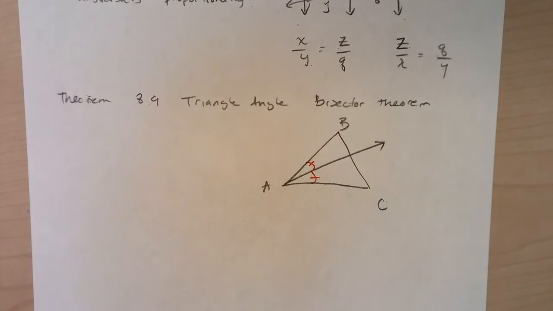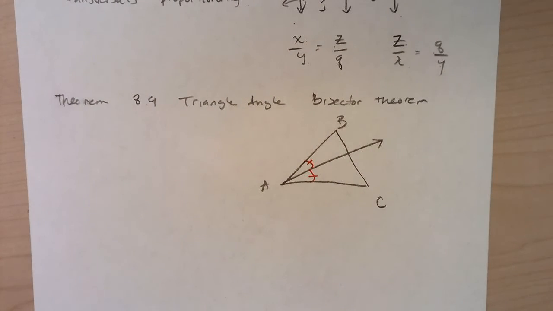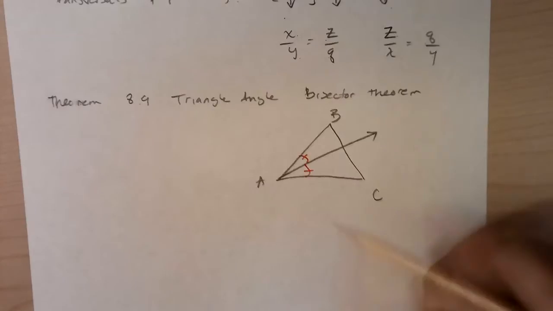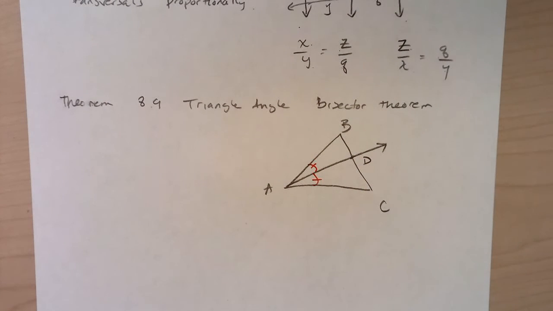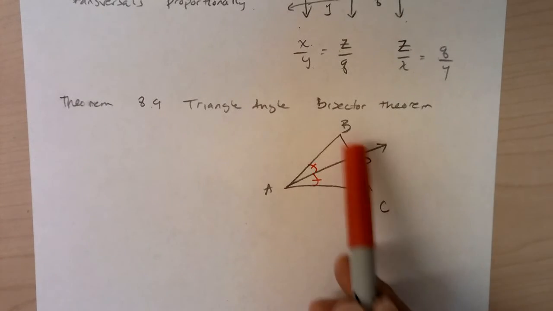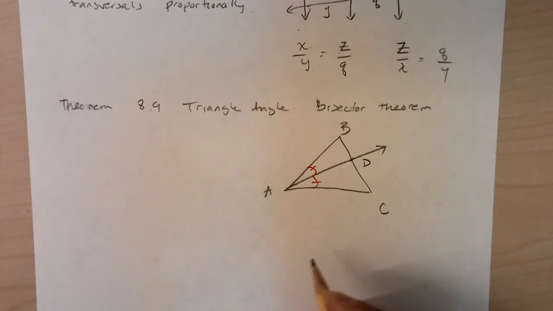And then the last theorem for 8.4 is the triangle angle bisector theorem. So I have an angle bisector here. Let me label that point D. AD is the angle bisector of angle A, or angle BAC. And that's the angle bisector. So it divides the other two sides and then BC proportionally. Kind of like what we've done with each of the other examples.